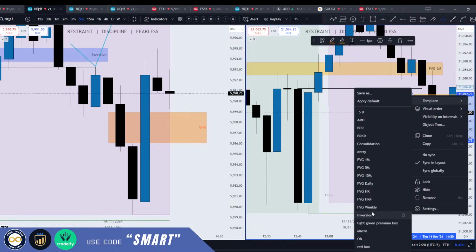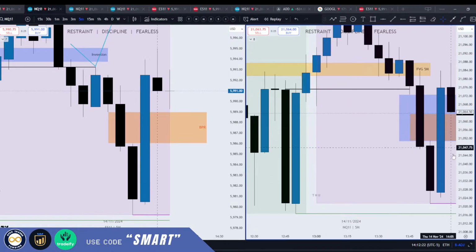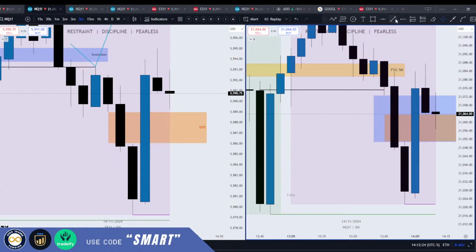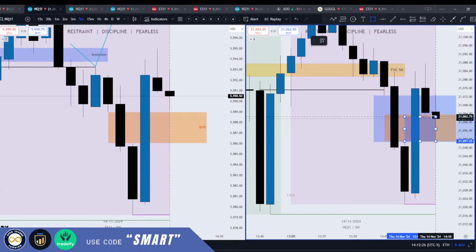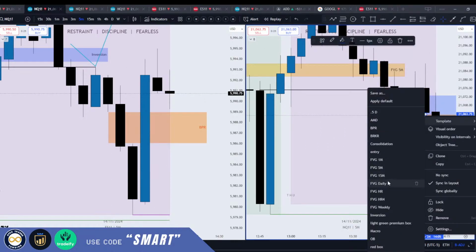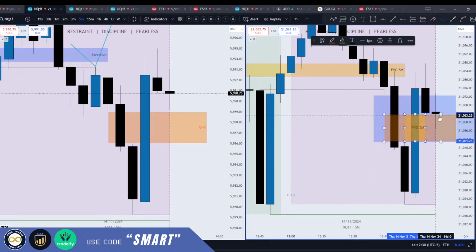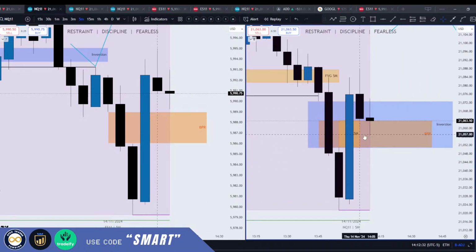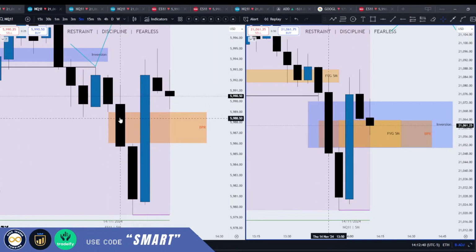So let me change this. It'll be inversion now, right? And then we also create another 5-minute fair value gap. So the overlapping between this 5-minute fair value gap and inversion is a BPR, and that's in orange here. And you can see the same thing here. This will be the inversion. This would be the 5-minute fair value gap, and the overlapping of it, which is basically the inversion itself, is a BPR.